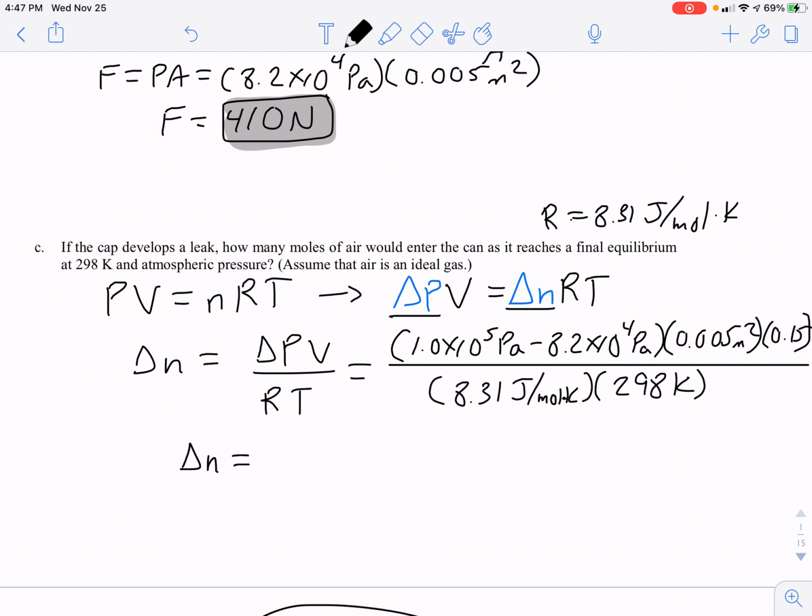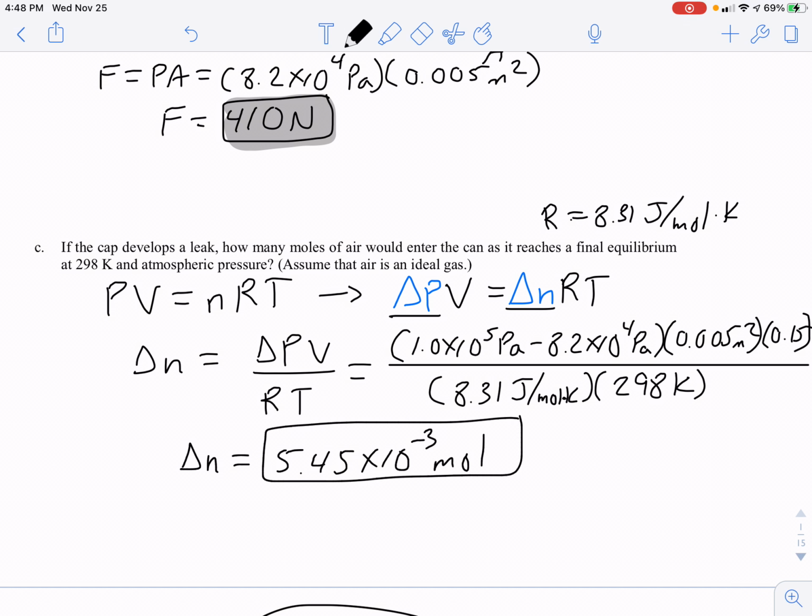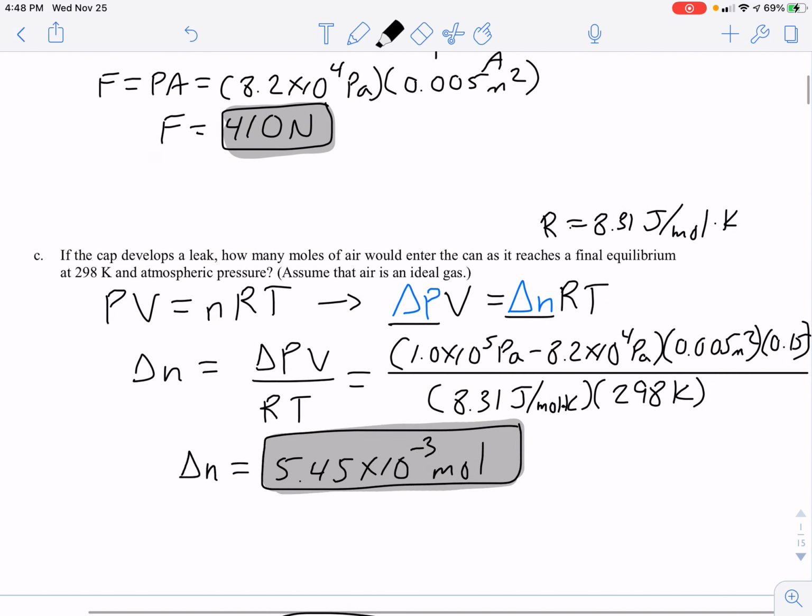And we're looking at about 5.45 times 10 to the negative 3 moles of gas. So that's how much air would have to enter the can in order for the pressure to be brought back up to atmospheric pressure.